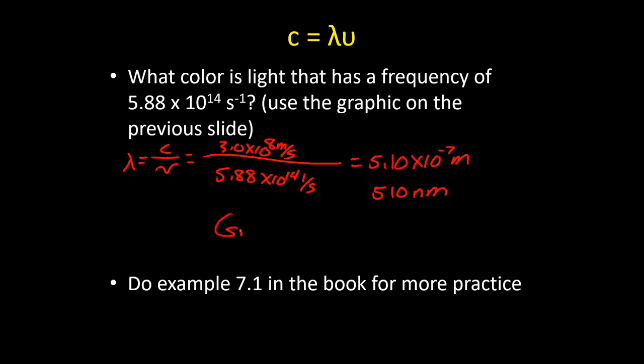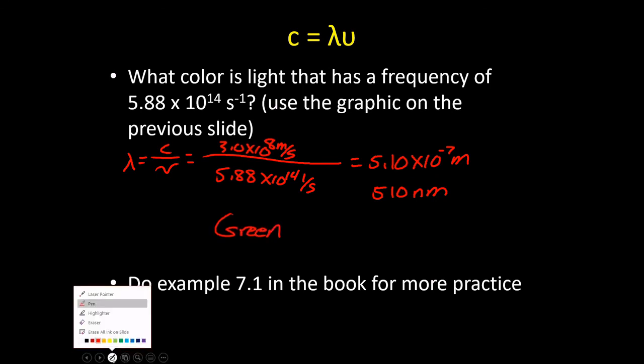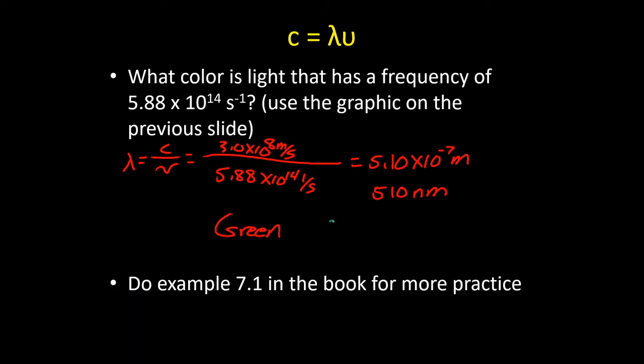This is green light. Which, by the way, green is my favorite color. So for some reason, my brain likes 510 nanometer light.